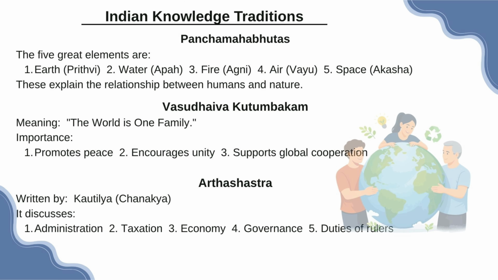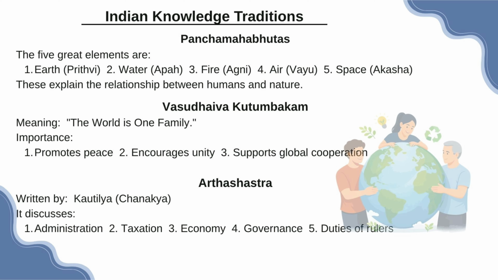Around 2300 years ago, the great scholar Kautilya, also known as Chanakya, wrote an extraordinary book called Arthashastra. This wasn't just a book about kings. It explained how a government should function, how taxes should be collected, how the economy should be managed, and most importantly, how rulers should work for the welfare of the people. Even today, many ideas about administration and governance can be linked to these early discussions. It reminds us that systematic thinking about society has deep roots in India's past.